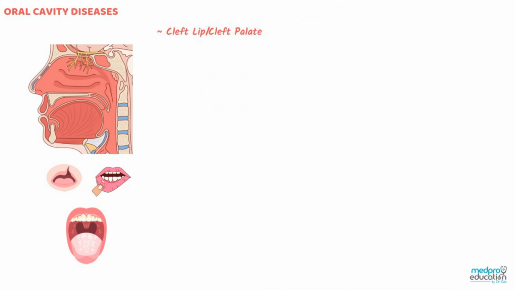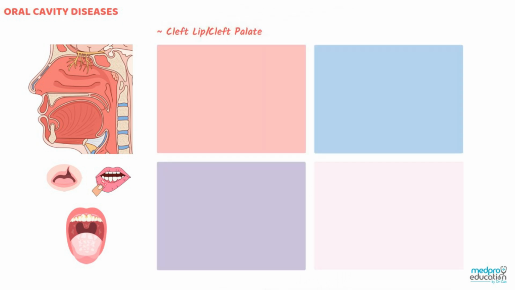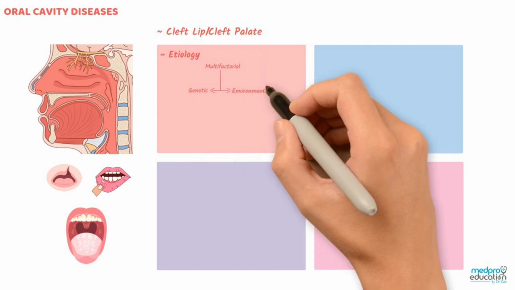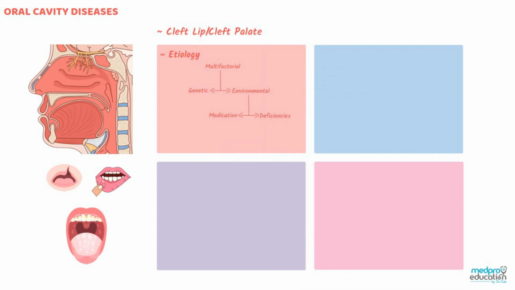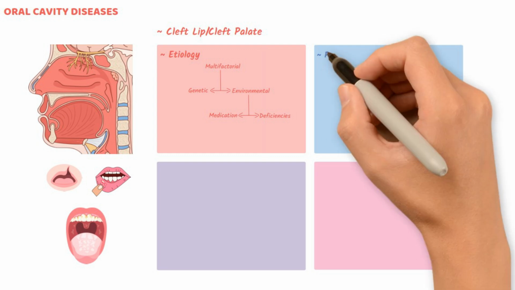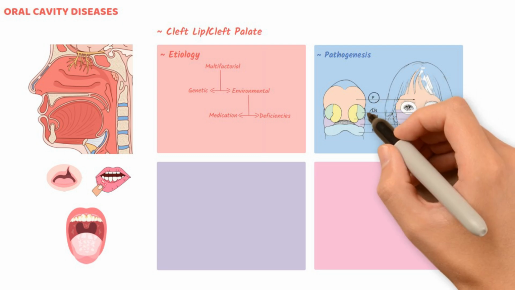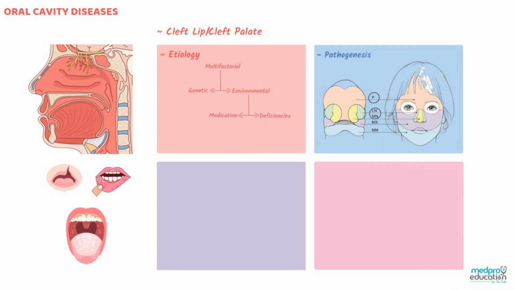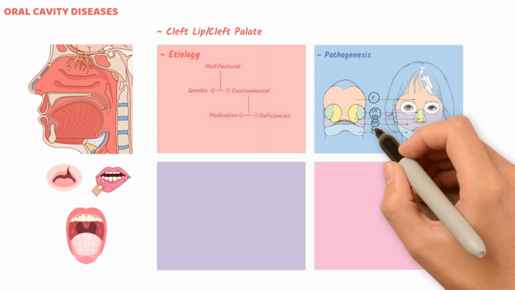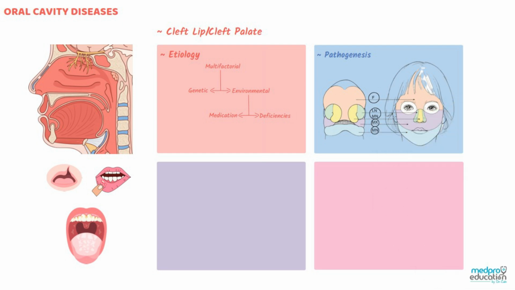Let's begin with cleft lip. We'll break it down using our four principles. Etiology. The cause is multifactorial, involving both genetic predispositions and environmental triggers like certain medications or deficiencies during pregnancy. Pathogenesis. The mechanism is a failure of fusion. The facial prominences, one from the superior, two from the sides, lateral and medial nasal, and two from the inferior, maxillary and mandibular. They do grow but fail to fuse together completely during early embryonic development.